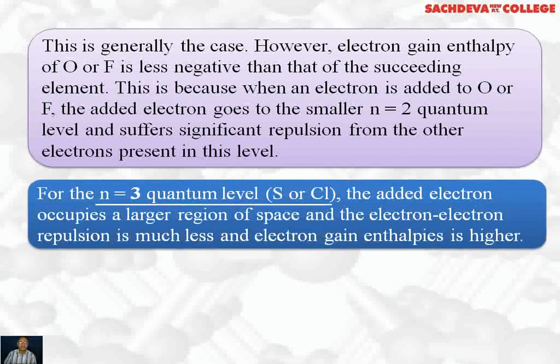For n equal to 3 quantum level of sulfur or chlorine, the added electron occupies larger region of space and the electron-electron repulsion is much less and electron gain enthalpies are higher.